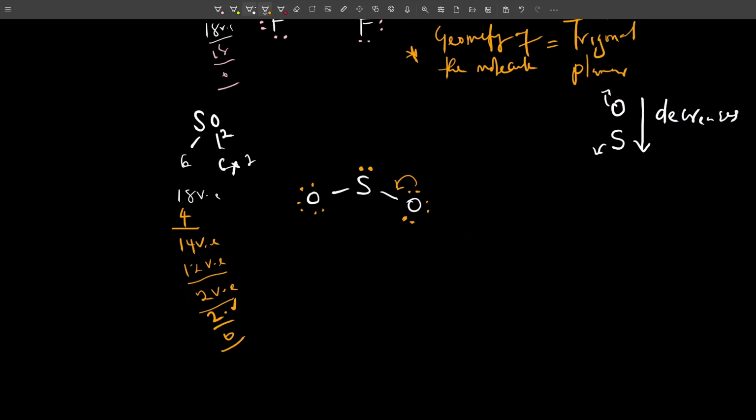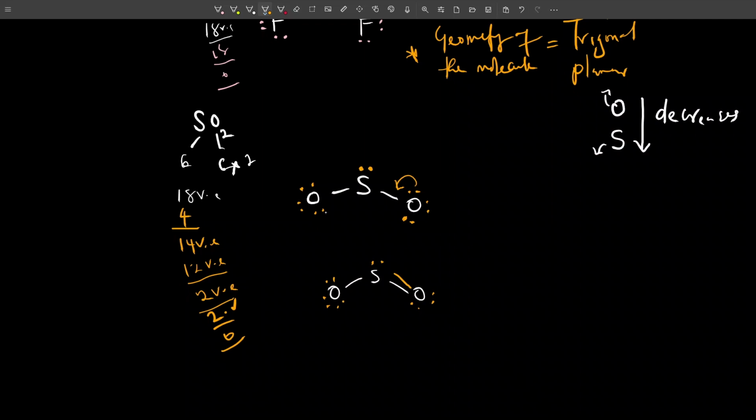Okay, so this will become: we have our O, we have our S, we have our O. This oxygen here we still have its 3 lone pairs of electrons. But this one over here, we have just 2 lone pairs of electrons because it has used one of the lone pairs to form a bond with sulfur. So you can see now sulfur now has a stable octet configuration.